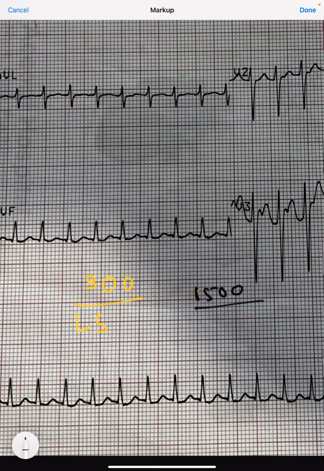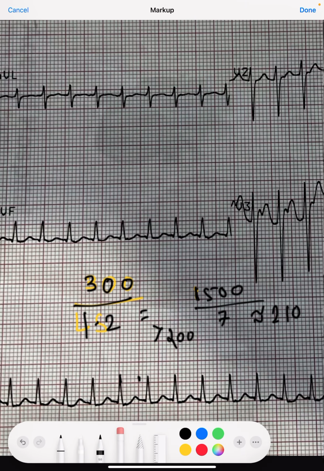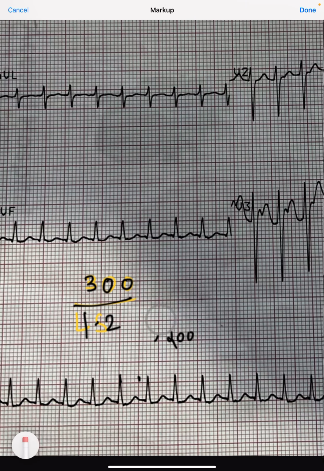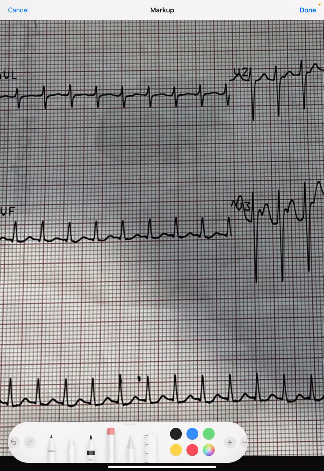When we look at small squares, there are around 5 to 7 small squares, so the heart rate comes to around 210. And when we go by large squares, the large square count is around 1 to 1.2. So 300 divided by 1.2 is more than 200. In this ECG, it is very crystal clear that the heart rate is more than 200.